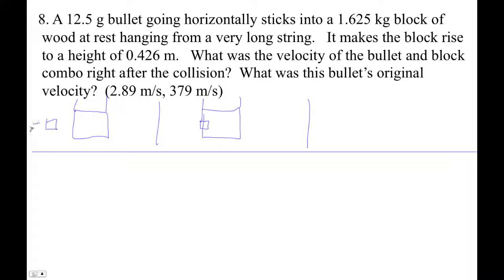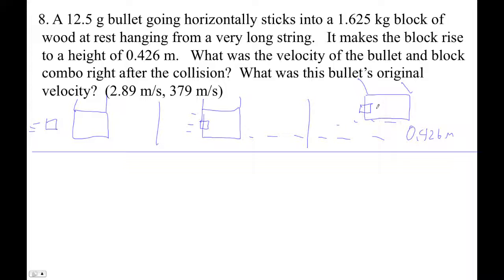And so here the bullet's moving, the block is sitting still. Here they're both moving at a more stately pace. And then in the last picture, they have swung up to some height. And we know that this height is 0.426 meters, okay?